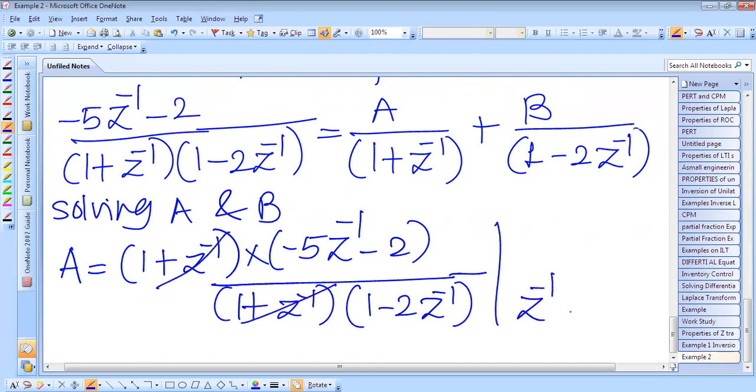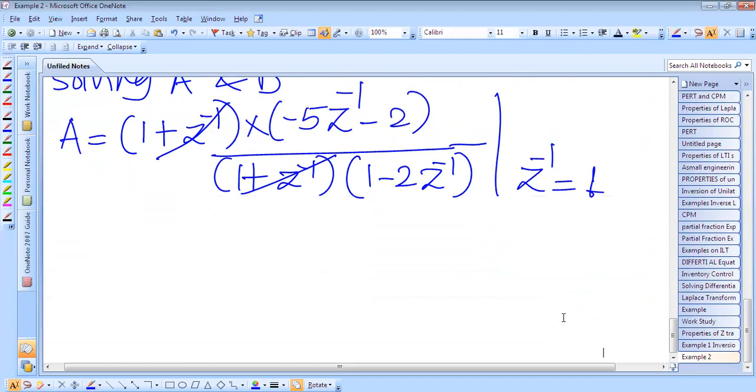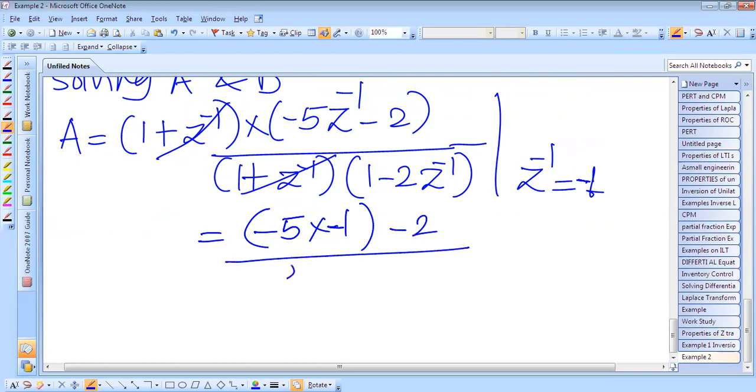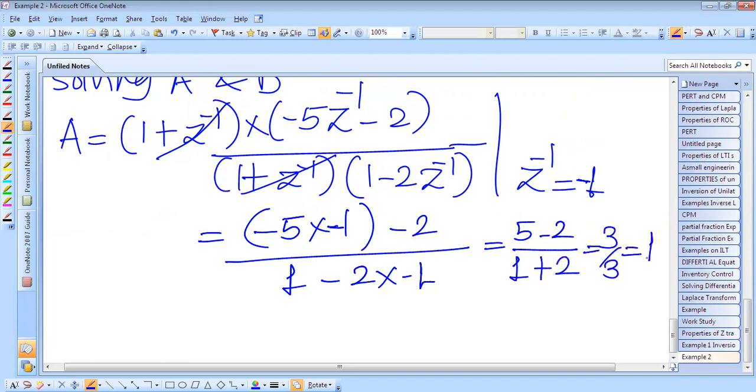Here we put z raised to power minus 1 is equal to 1. So this value is coming minus 5 into 1, z raised to power minus 1. This value should be there. Minus 2, and this is 1 minus 2 into z raised to power minus 1. So this is minus 5 minus 2, this is 1 minus 2, minus 7 over minus 1, so A is equal to 1.